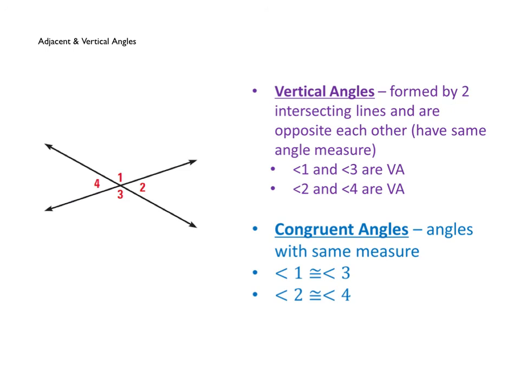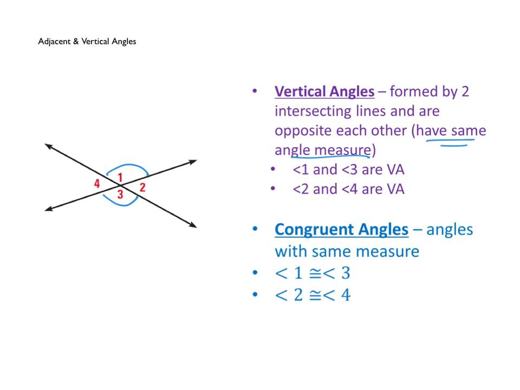We also sometimes run into things called vertical angles. Vertical angles are formed by 2 intersecting lines, and they are opposite of each other. Now the nice thing about vertical angles is they have the same angle measures. So when we look at this diagram over here on the left, we can see that angle 1 and angle 3 are what we call vertical angles. So if I was told that angle 1 is 100 degrees, I would automatically know that angle 3 is 100 degrees because that's one of the nice properties of a vertical angle.